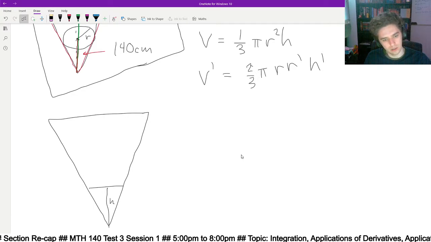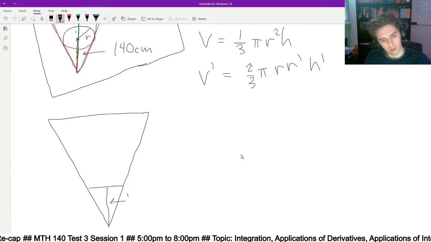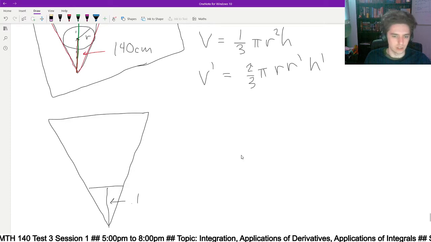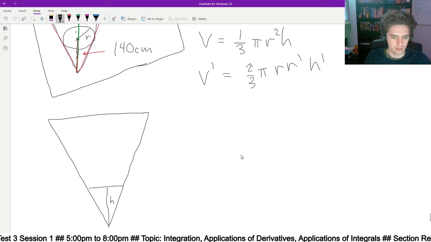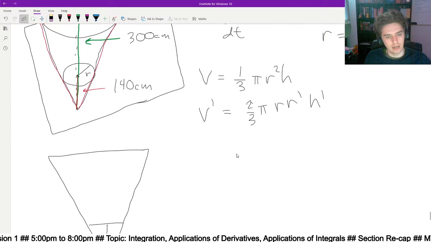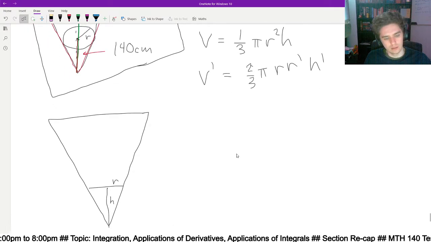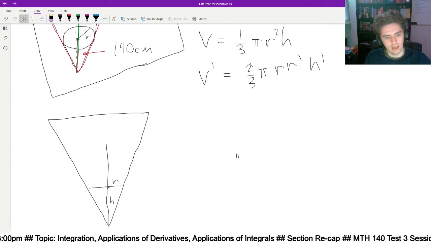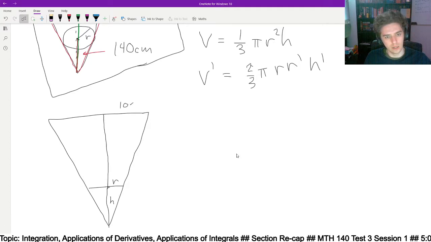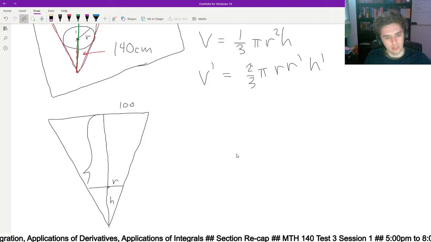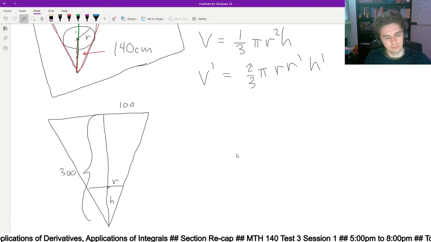So that's h, or no, sorry, that's 1.4. Which is h, right? This is r, right? That's r. And we know that this is 100, and we know that this is 300.